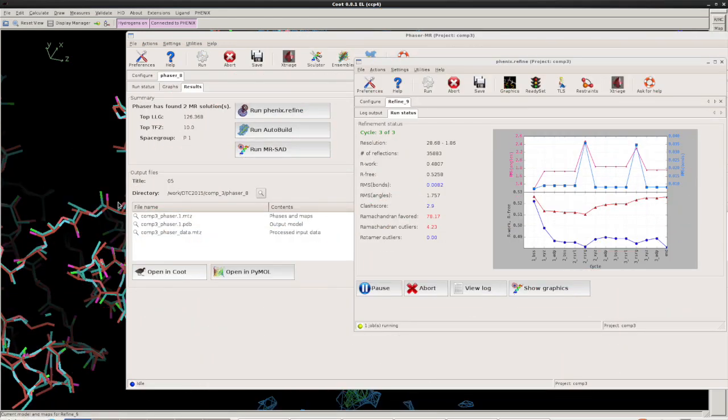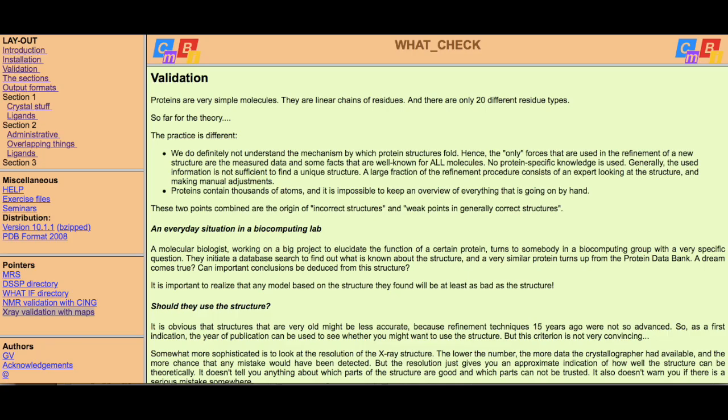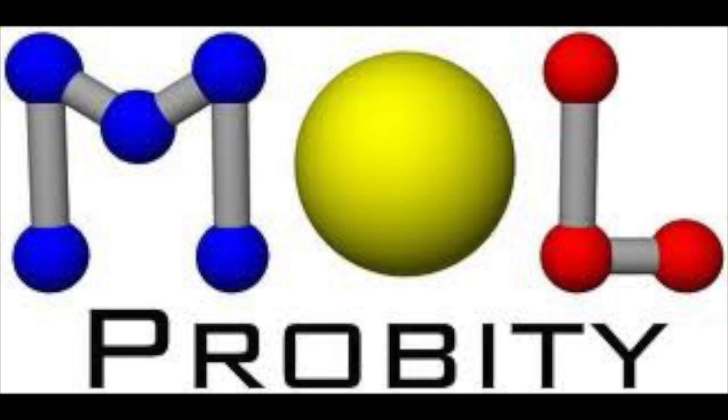Various software is available to assess a model's quality. For example, Phenix is used to build a model from data and assess its quality as we go along. Other software available includes OOPS and WHAT_CHECK, as well as MolProbity.